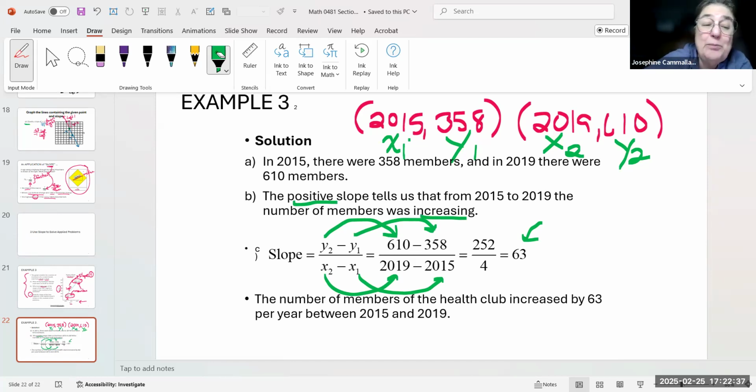And what does this slope mean? Right here. The number of members of the health club increased. Notice we use increased by 63 members per year between 2015 and 2019. Now, it's easier to give you this so that you can read it over and think a little bit about it. But this is how we get the slope. Remember how I did x1, y1 on the points that we did to algebraically determine the slope? Well, that's what I did here.